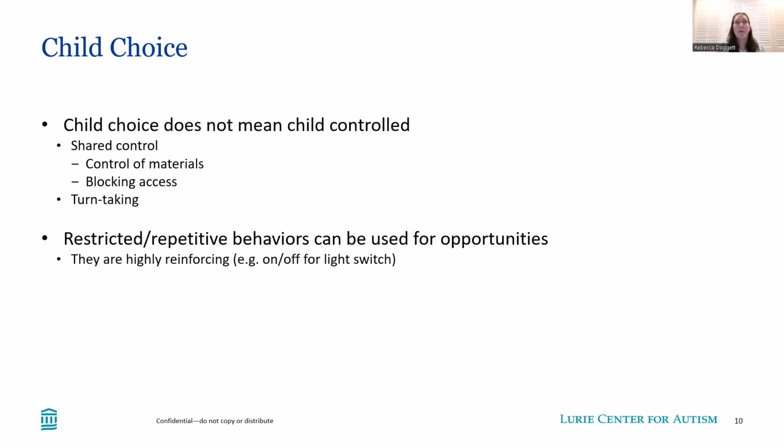So for example, you can use that to teach "on" and "off" as language. Again, this is shared control, right? If you block the light switch initially, you can provide that opportunity for the child to make a vocalization, "on," and then you can turn the light on. Same thing, block the light switch. They need to request verbally "off," and then you can allow the child to turn it back off. So you're using their preferred activity, even if it's a repetitive behavior, for an opportunity to learn social communication skills.